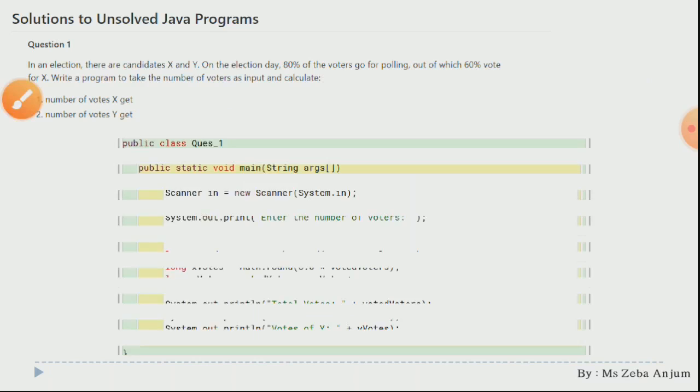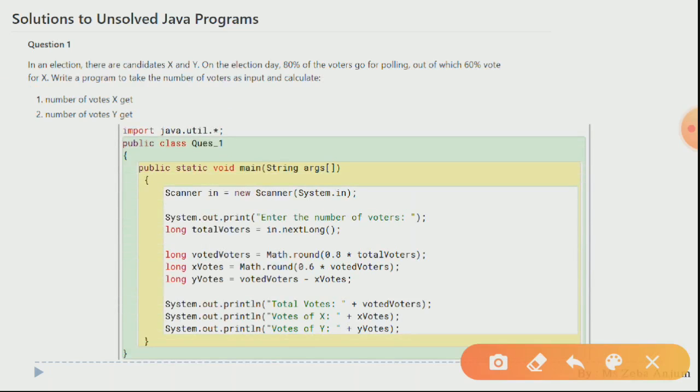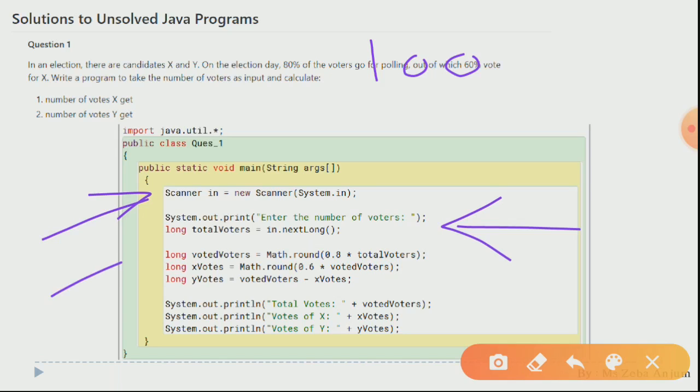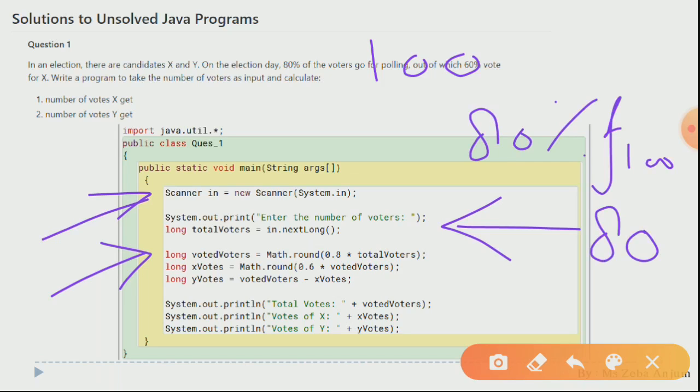Okay, so see the code over here. Over here you are using scanner class. Yes, you have taken an input, enter the number of voters. Okay, so if the number of voters here is 100, then 80% of them did the polling. So that is why over here we are using what? Voted voters Math.round 0.8 into total voters. Okay, so 80% have gone. So 80% of 100, basically these are 80. So 80 voters went for voting.